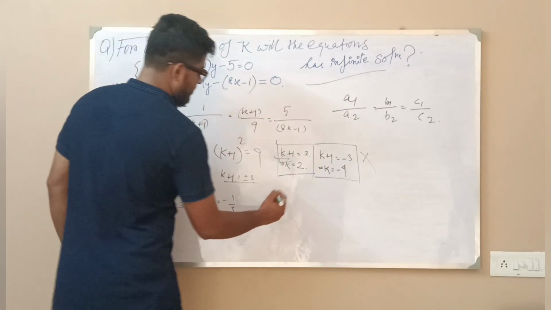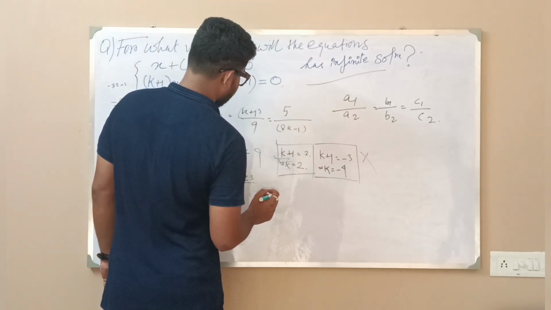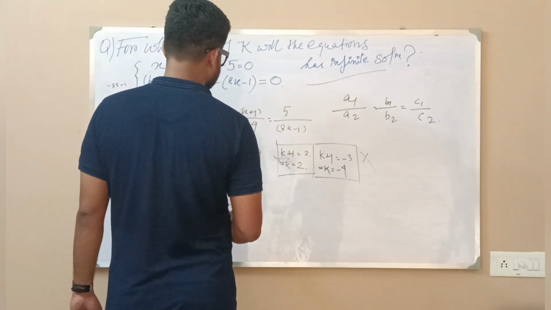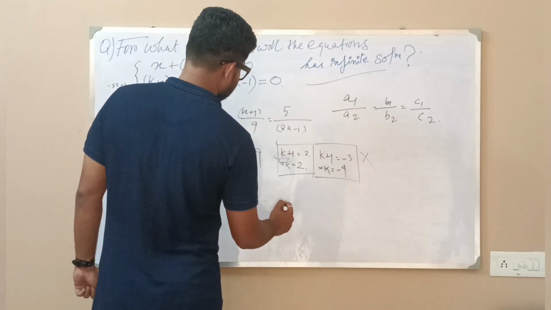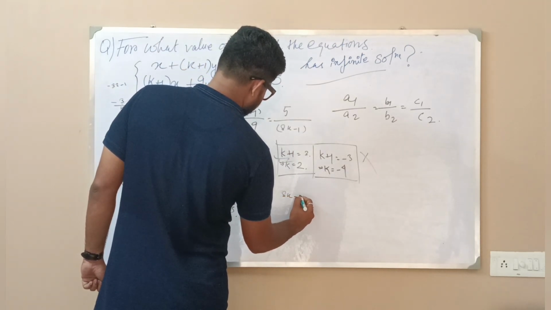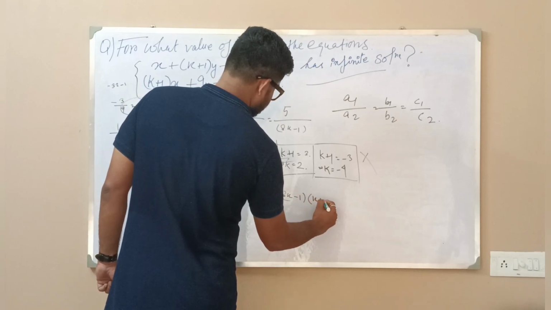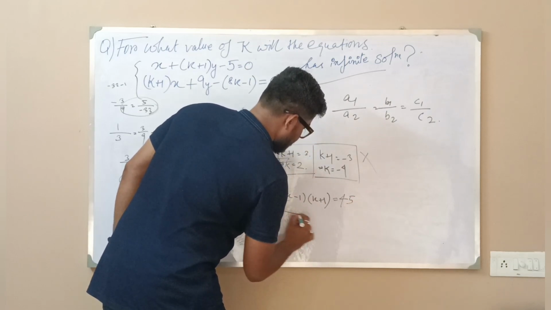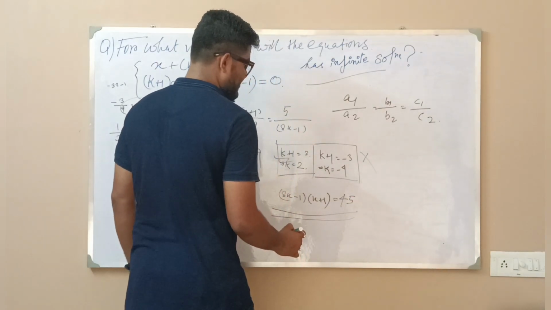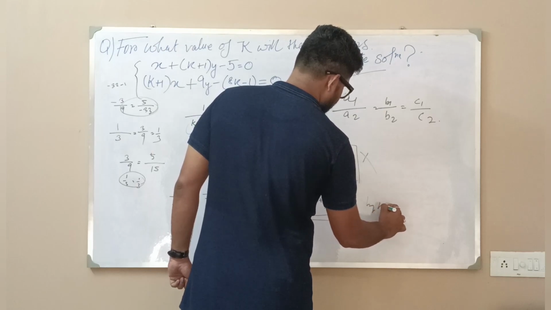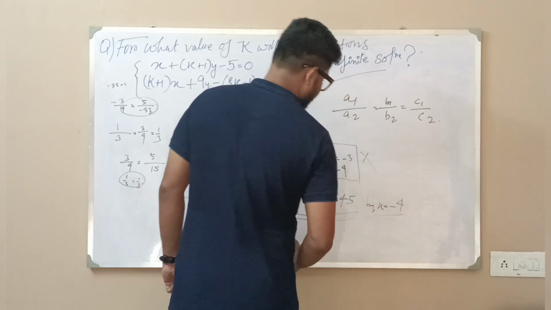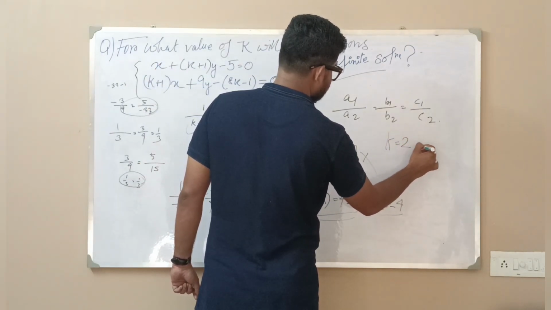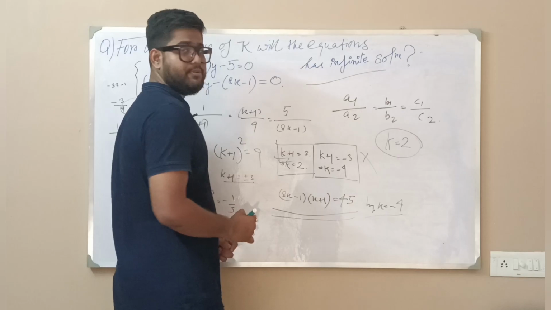So only k equals 2 will be taken. k equals 2 satisfies the equations, and k equals minus 4 doesn't satisfy this equation, that is 5 by 8k minus 1 equals k plus 1 by 9. So this equation is not satisfied by k equals minus 4. So we'll take only k equals positive 2. Is it clear to all of you?